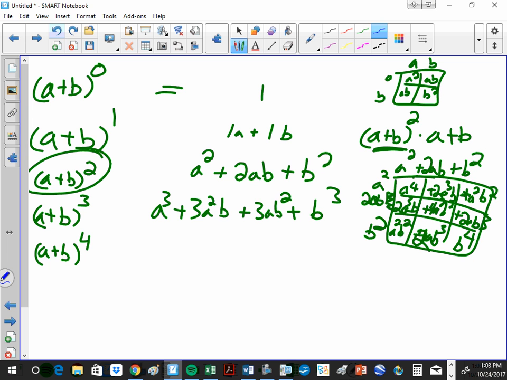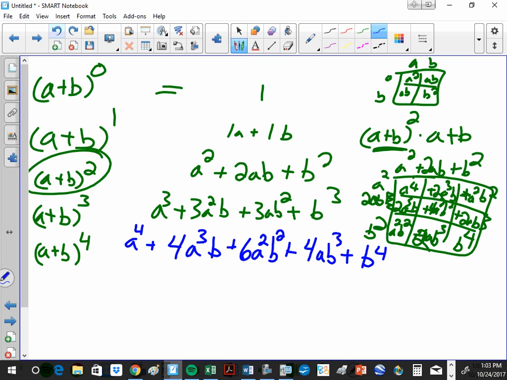When I write this out, I get a to the fourth plus 4a to the third b plus 6a squared b squared plus 4ab to the third plus b to the fourth. Now I'm kind of building a triangle here. Do you notice any patterns?